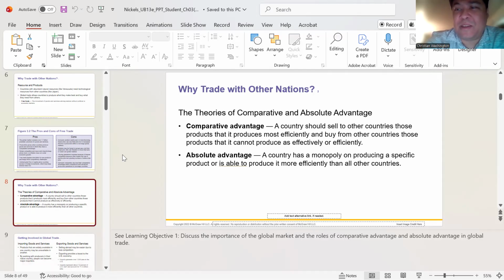If you're not good at doing something, outsource it from someone who's really good. If you're really good at doing something, be good at it, do it, provide it, produce it, profit off of it. So that's the idea of a comparative advantage. The absolute advantage, in this case, the country has a monopoly in producing a specific product or is able to produce it more efficiently than all the countries.